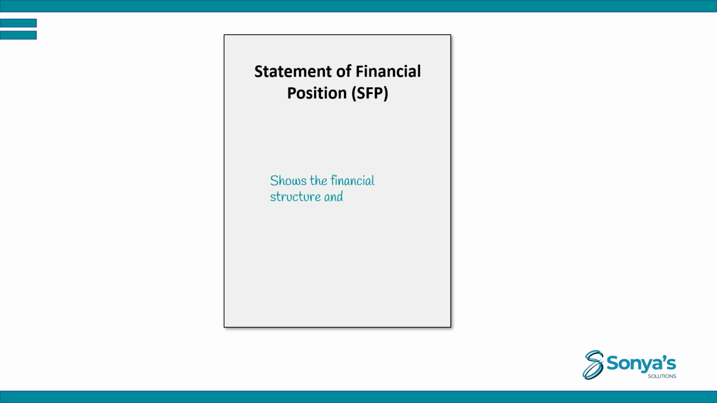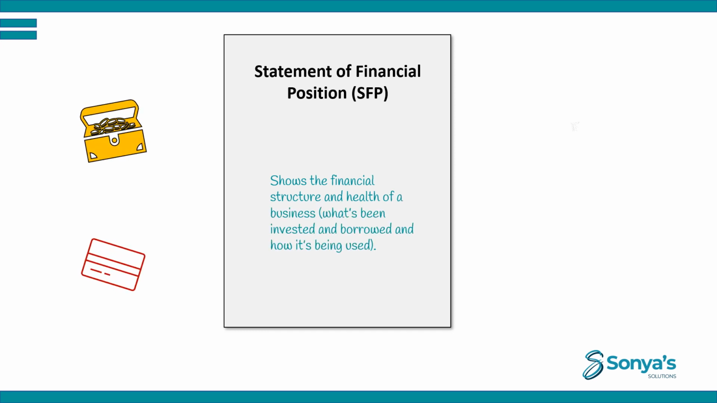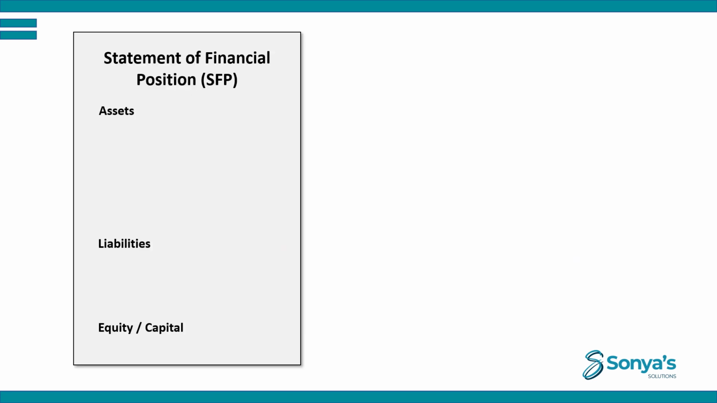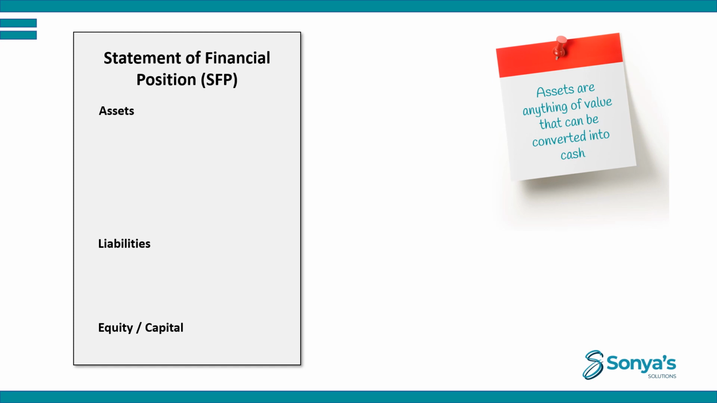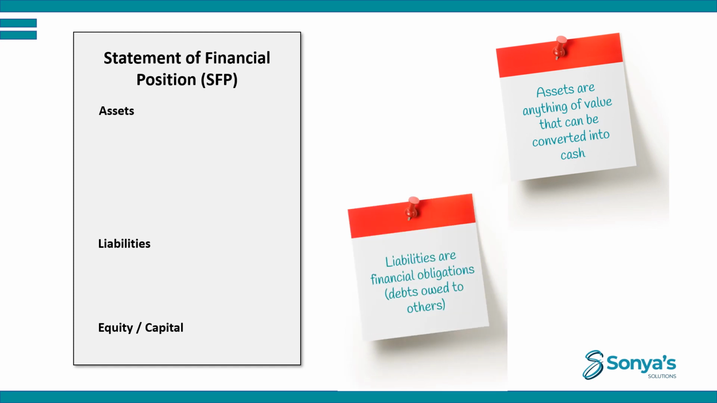In the previous lesson, we learned about the statement of financial position, which is the financial statement that reports on the financial structure and health of a business, what's been invested and borrowed, and how it's been used. The statement lists the business's assets and liabilities. Whilst learning double entry, we can identify assets as things that have value and could be converted to cash. Assets include cash already held in the business. We can identify liabilities as financial obligations, debts owed to others.